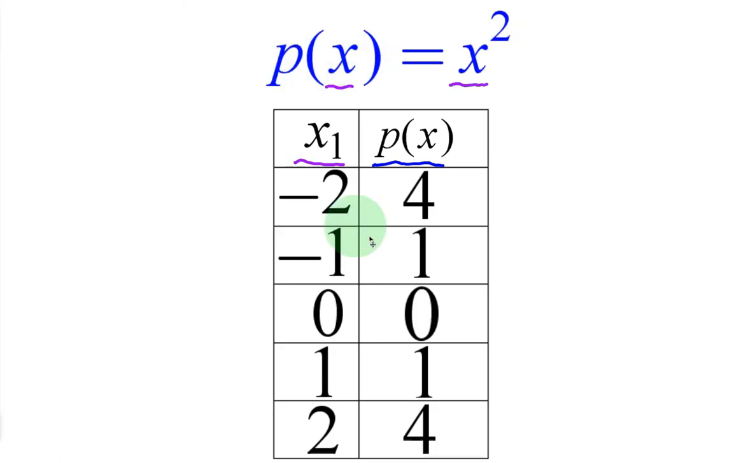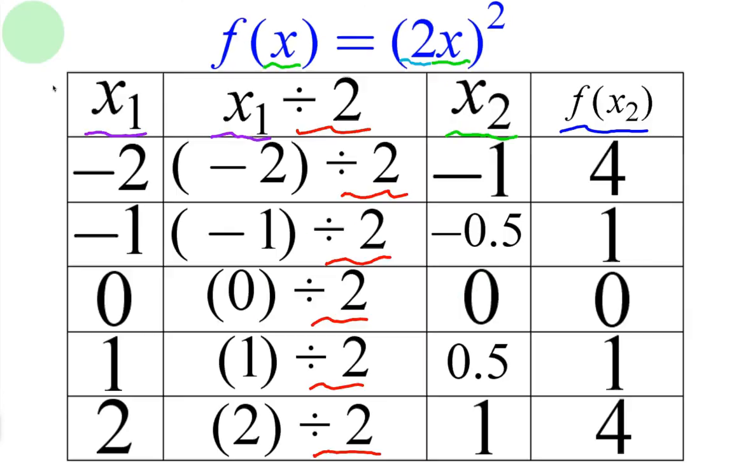Here's p of x equals x squared. Here's our parent function chart. We've gone over that several times already. If f of x is 2x squared, so f of x is equal to p of 2x, we're going to take original x values and divide them by 2. Since this is 2 times x, we want to do the opposite. Just like with horizontal shift, if it's add, you subtract, and vice versa. Take each x value, divide by 2.